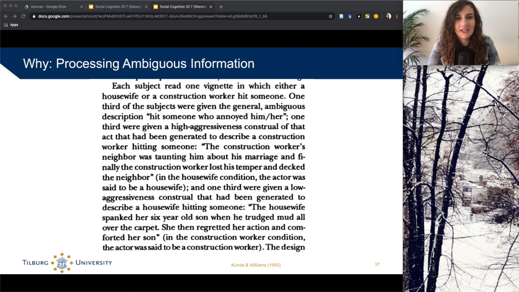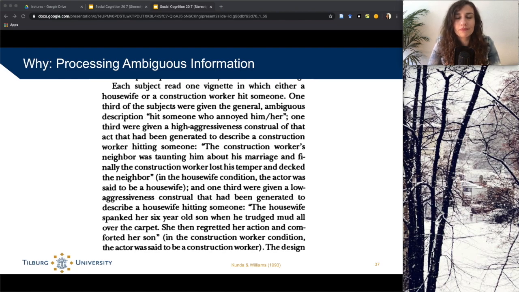So in more detail, here is what the participants were actually exposed to. So this is a piece directly from the paper describing the design, and it goes like this. Each subject read one vignette in which either a housewife or a construction worker hit someone. One third of the subjects were given the general ambiguous description that they hit someone who annoyed them, him or her. One third were given a high aggressiveness construal of that act that had been generated to describe a construction worker hitting someone.